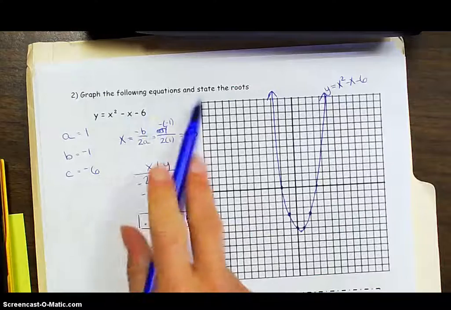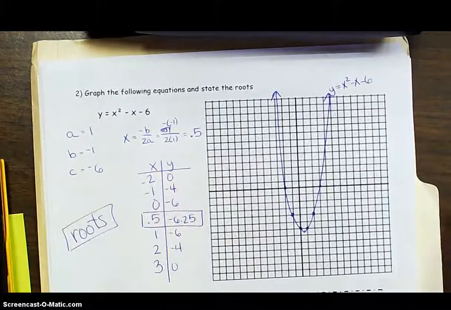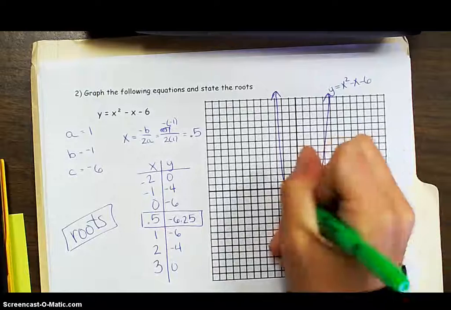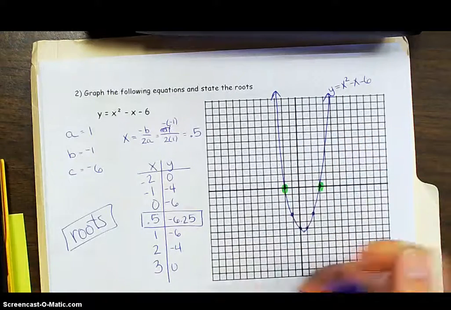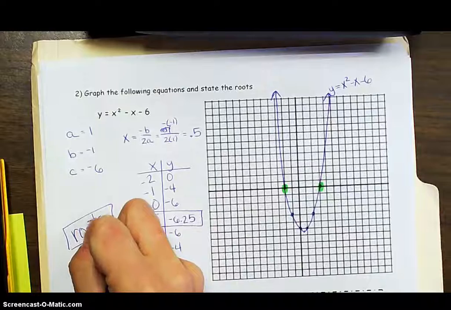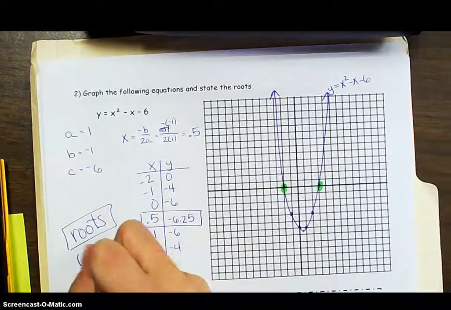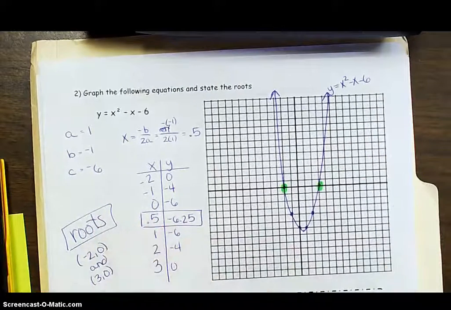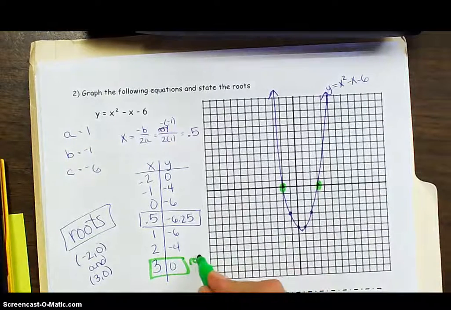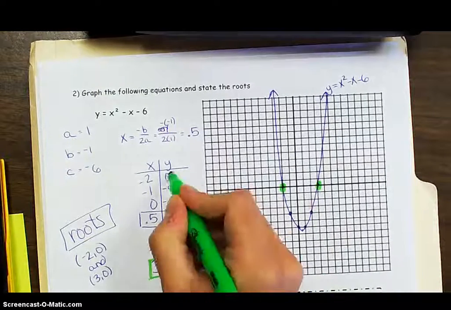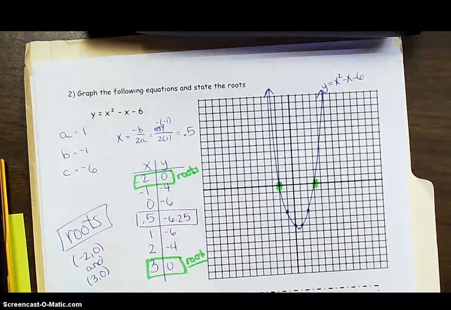So now this question said state the roots. The roots, again, are here and here. If we look carefully, that is going to be the points -2, 0 and 3, 0. We also could have looked right at the graph and seen that here's a root because the y value is 0, and here's a root because the y value is 0.